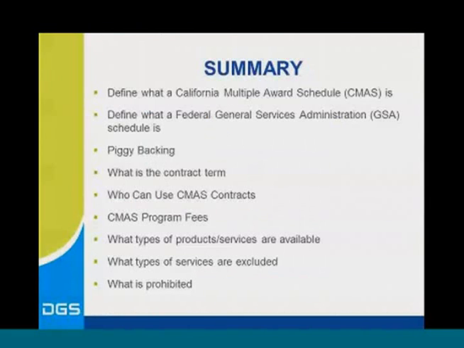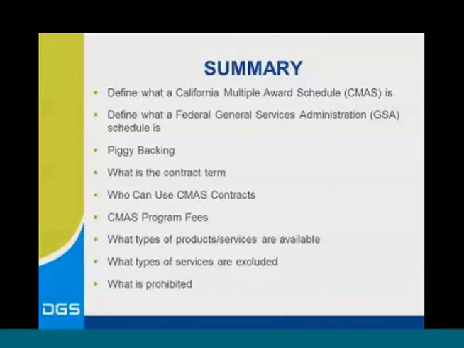So in summary, we now know what a California Multiple Award Schedule is and the federal GSA schedule. We realize that you can either get your own GSA schedule or you can piggyback off an established GSA. And if you do use someone else's GSA, that is what we call piggybacking. We know the terms of the contract. When they expire, the CMAS contract, you must renew it, okay? State and local governments can actually use the contracts.